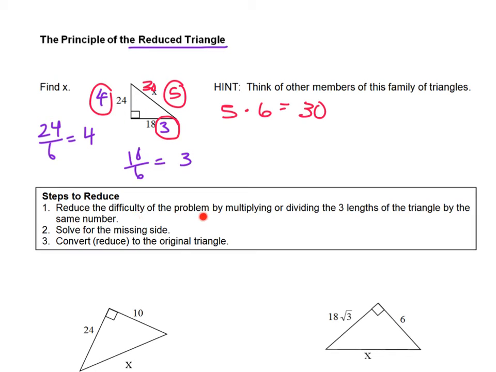Reduce the difficulty of the problem by multiplying or dividing the 3 legs of the triangle by the same number. So that's when we divided by 6 up here, and we recognized it was a 3, 4, 5 triangle. Solve for the missing side, then convert or reduce to the original triangle.